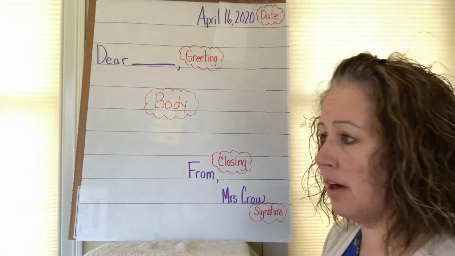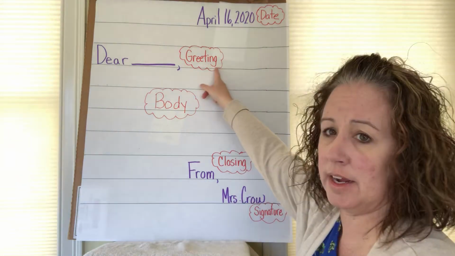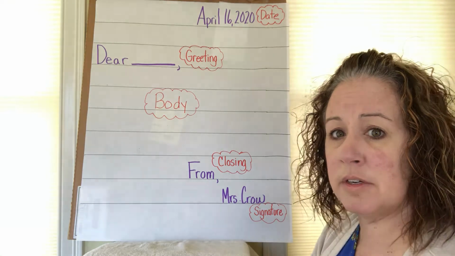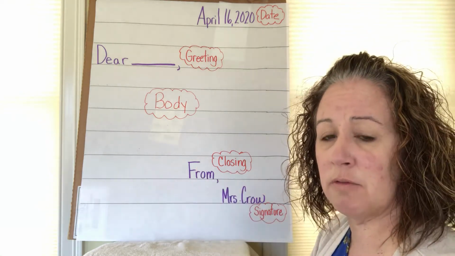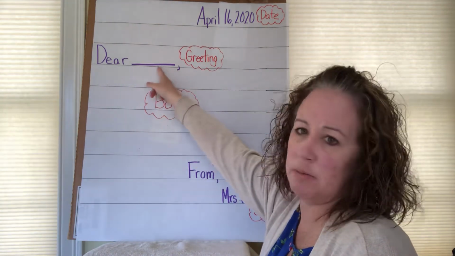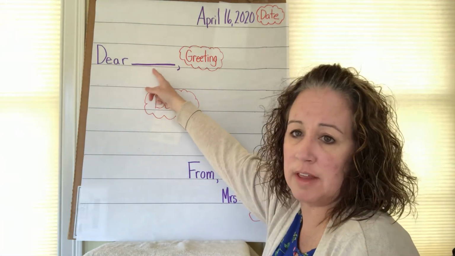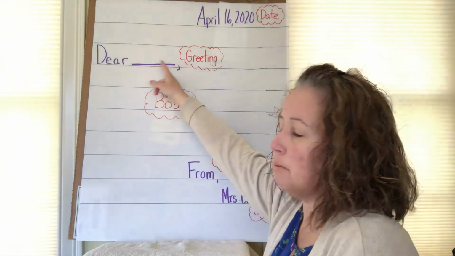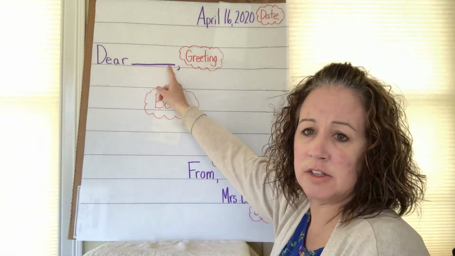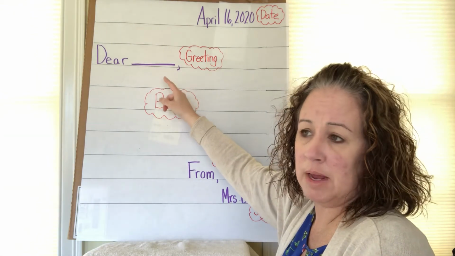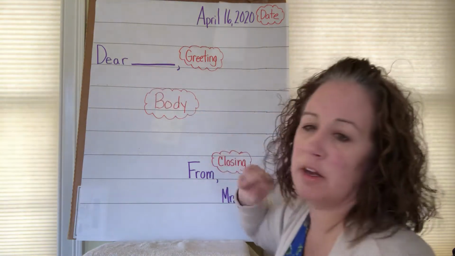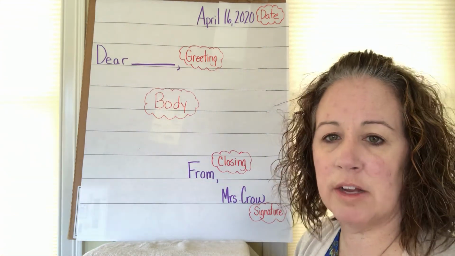The second part of our friendly letter is called a greeting. A greeting is when you say hello to somebody or you are telling who the letter is being written to. So here it says dear, and then we have a line which means blank. You would fill that in. Dear Mom, with a comma. Or maybe you put dear sister. Maybe you put dear teacher. So this is where you would put who you're writing your letter to.